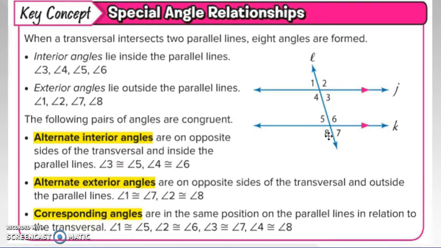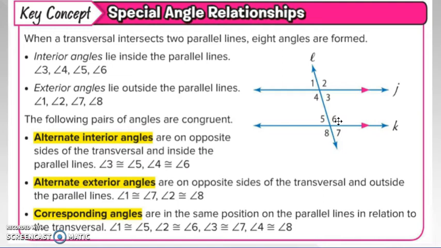Corresponding angles are a little different. We want them to be at the exact same position but at the other line. So if I look at angle 1, it is above the line J and to the left of the transversal. So down on line K, I want the ones above K, so that's 5 or 6, but I need the one to the left of the transversal, so that limits it to just 5. 1 and 5 are corresponding.